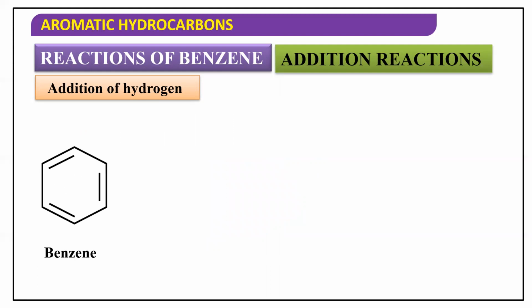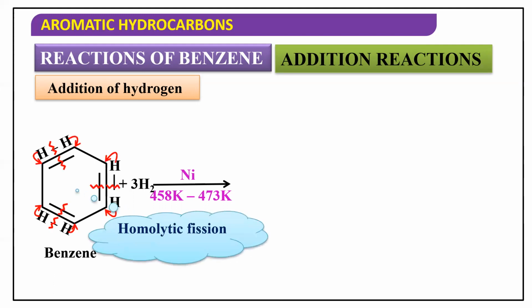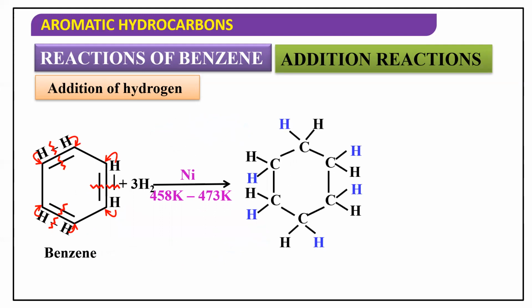So let's have a look at the reaction. Benzene reacts with 3 moles of hydrogen in the presence of nickel at 453 to 473 Kelvin. The bonds break and hydrogens get added to give us cyclohexane. This is your final product.